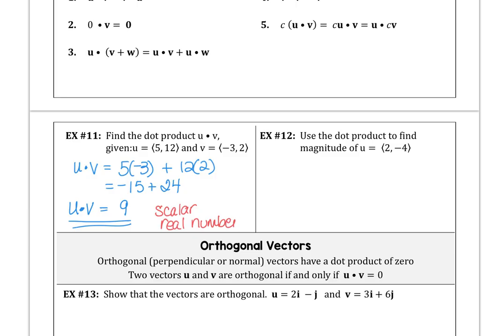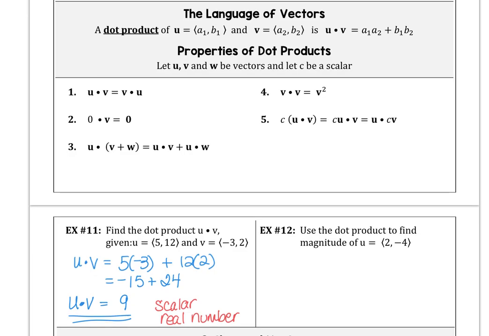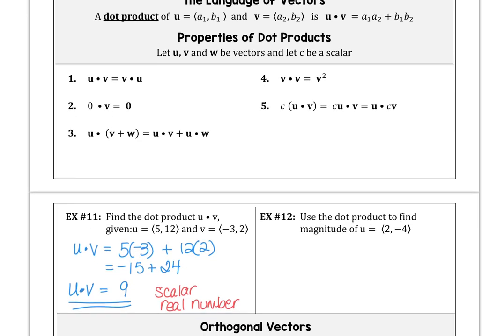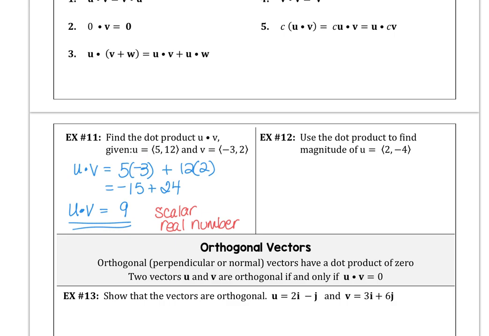We want to use the dot product to find the magnitude of u. So that dot product back here, if you dot one vector with itself, you get the magnitude squared. So we're going to do that with example 12. The magnitude of u squared is u dotted with itself.